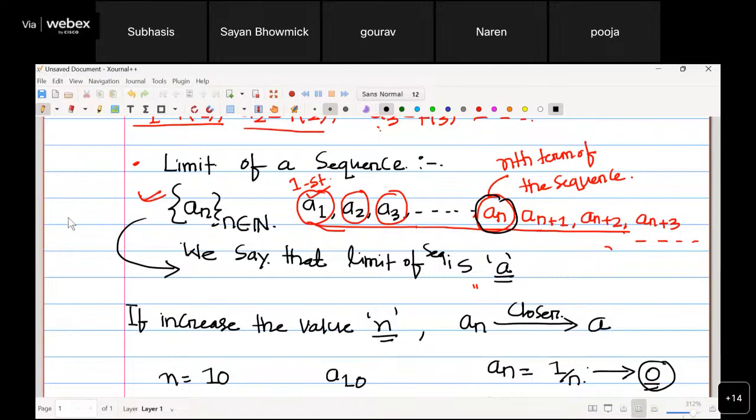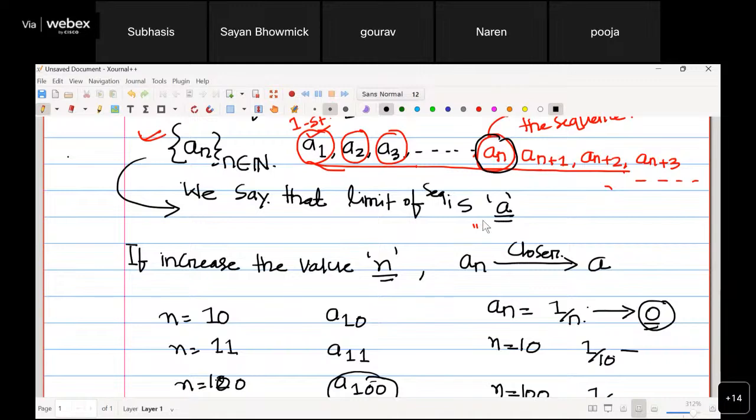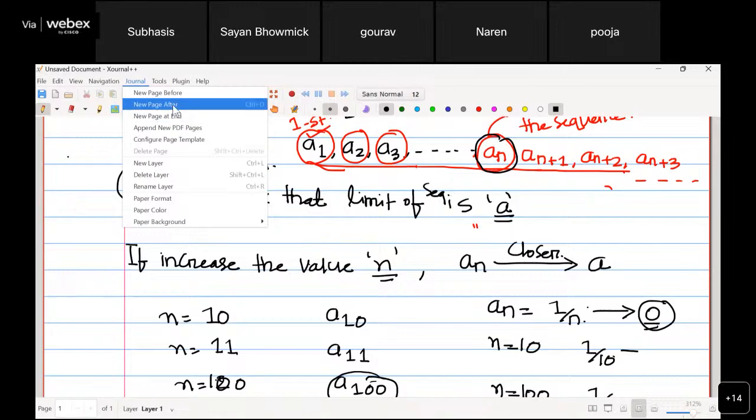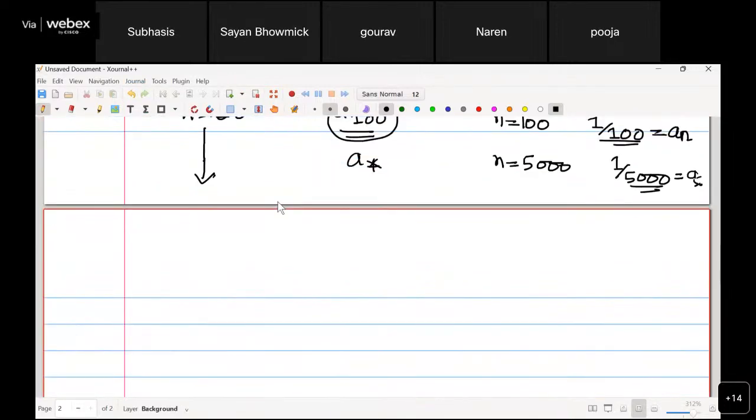And if I have some sequence for which I don't have any such a, like if I increase the value of n, then the terms of the sequence are not coming to some particular point a, they are basically not coming to any point a, in that case I say the sequence is a divergent sequence. Let me give you an example. So suppose you take this sequence.